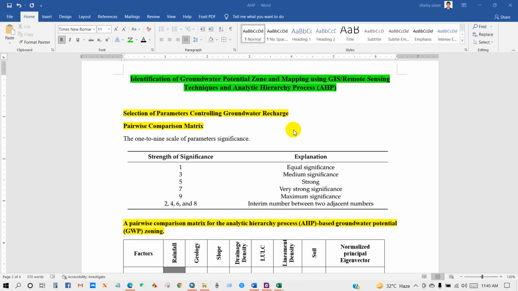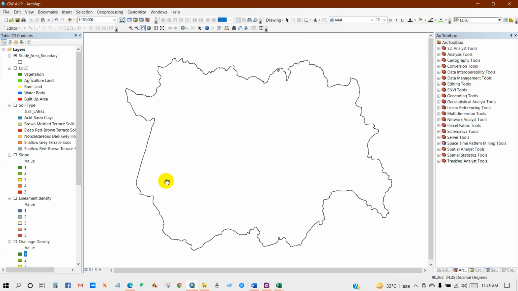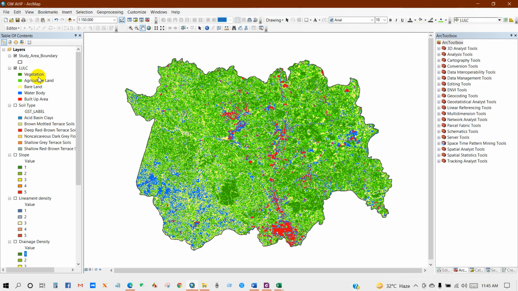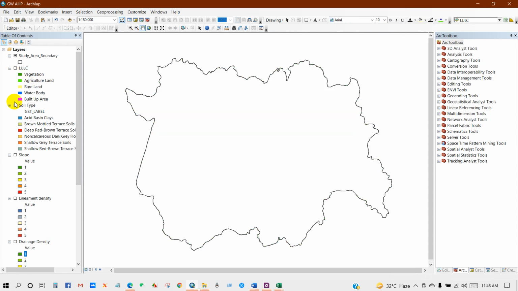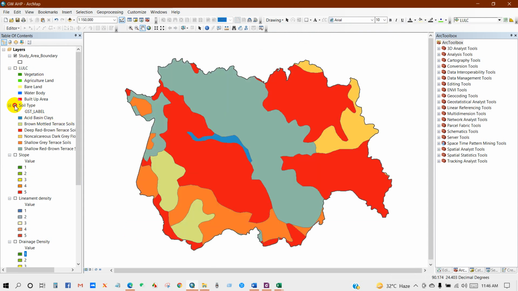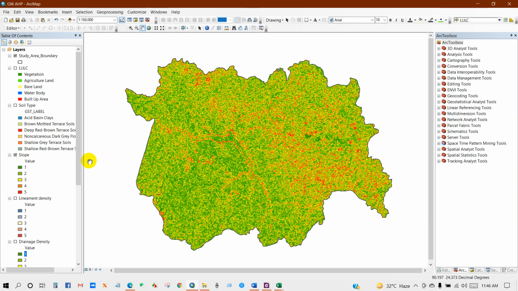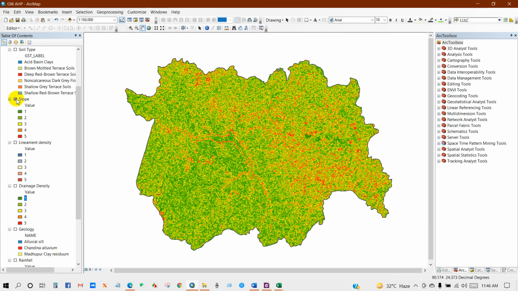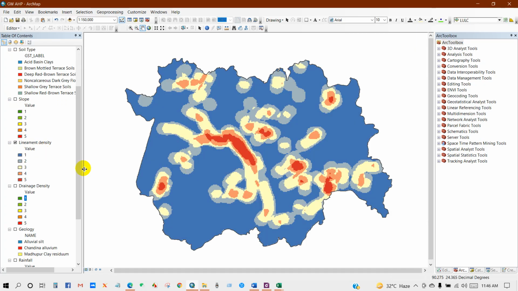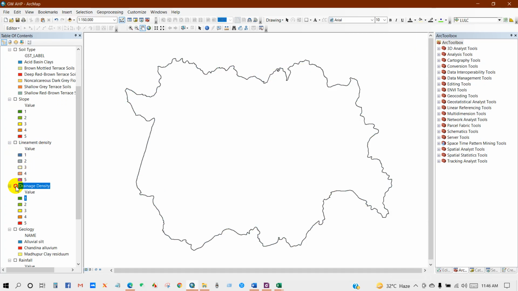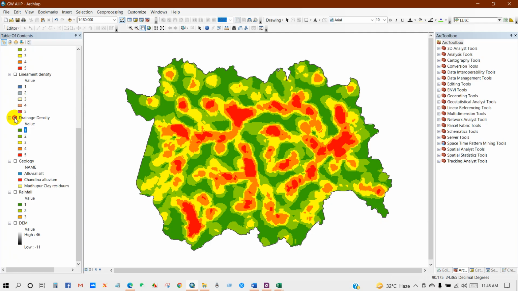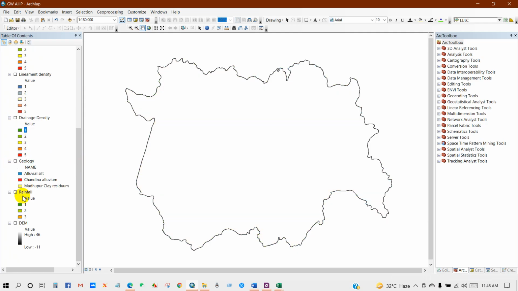Selection of parameters controlling groundwater recharge. In the previous video, I explained how to prepare variables or factors. You can see over here LULC classified, then soil type, slope, lineament density, drainage density, geology, and rainfall.